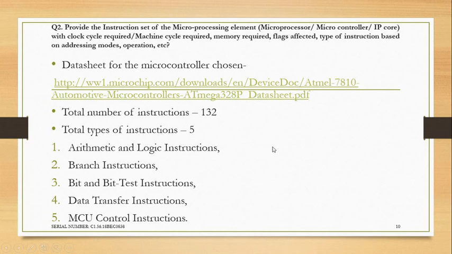the ATmega AVR CPU uses the RISC type, which means reduced instruction set. There are a total of five types of instructions: arithmetic and logic instructions, branch instructions, bit and bit-test instructions, data transfer instructions, and MCU control instructions.